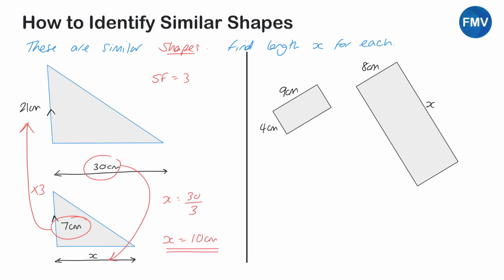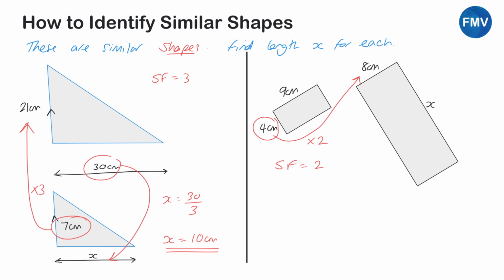Notice on this one on the right, the shapes are not in the same orientation. They don't need to be. So we can see that x is the longer side, therefore 9 is the longer side, 8 is the shorter side, and 4 is the shorter side. So what you will do here is take the first one and work out its scale factor. In this case, we are doubling, we're timesing by 2. So the scale factor is equal to 2.